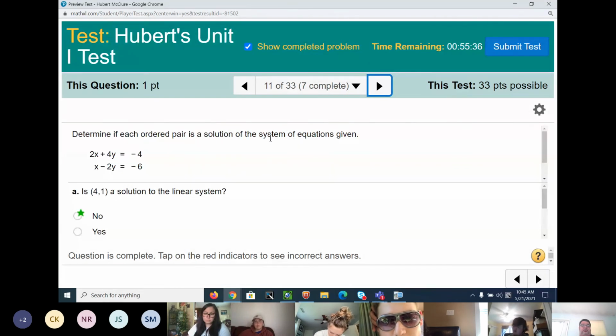Determine if each pair is a solution to the system. Okay, this is elimination. I'm not going to do that one because we already did an elimination. And I'm going to keep going because I want to cover it. We can come back to it. That's number 11. Remember number 11, please, if we need to come back to it.